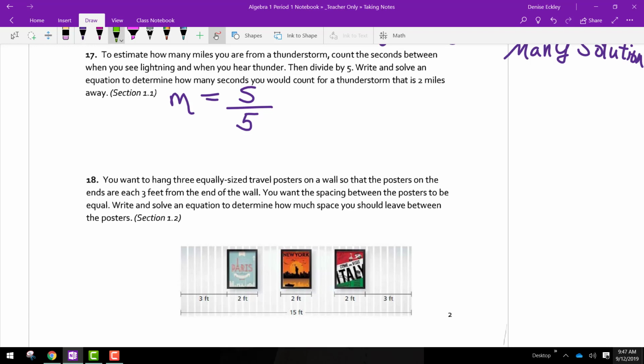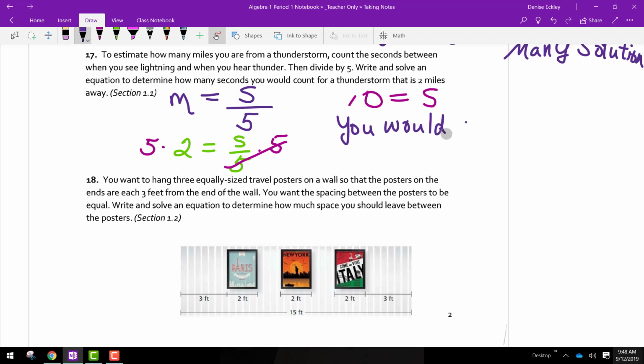Okay, so we're given that we know that the thunderstorm is 2 miles away, so we're curious how many seconds that would take for us to count before we hear it. So what we're going to do is we're going to undo that division by multiplying by 5. They'll cancel. So we get 10 equals S. So that tells us that you would count for 10 seconds. And that's going to be our answer.